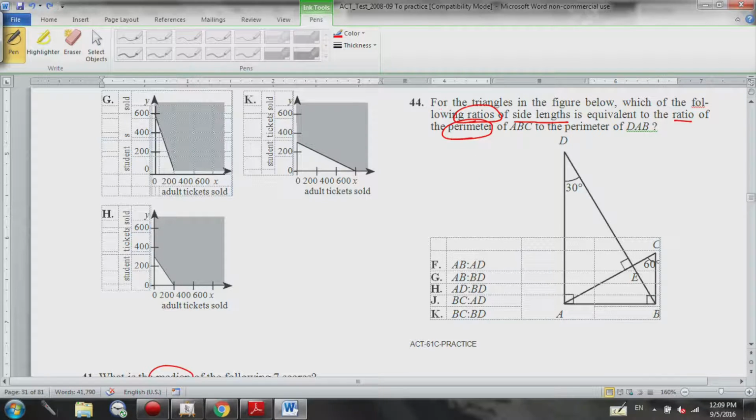Here it says, for those two triangles in the figure below, which of the following ratios of side lengths is equivalent to the ratio of perimeters? If you knew the geometry behind this, you know you're talking about similar triangles, and the ratio of the sides is going to be the same as the ratio of the perimeters. They didn't ask here, but the ratio of the areas is going to be the square of that. Now you have two similar triangles. There are two 30-60-90 triangles here. That's 30, and this side is going to be over 60, and there's 60 over here, and this side over here is going to be 30.